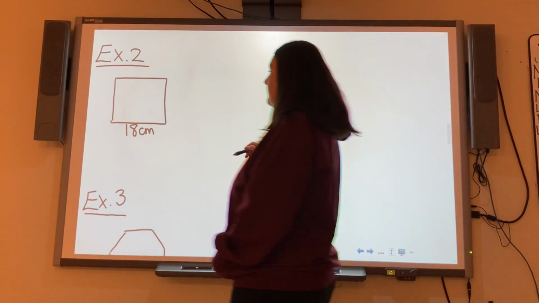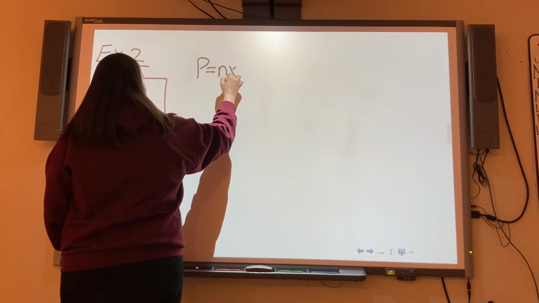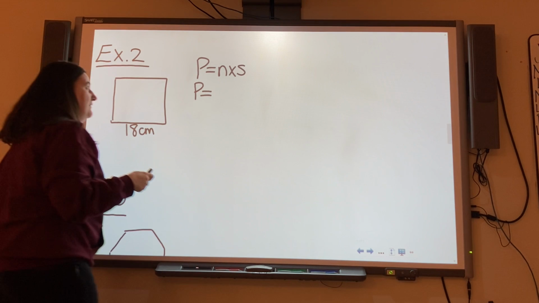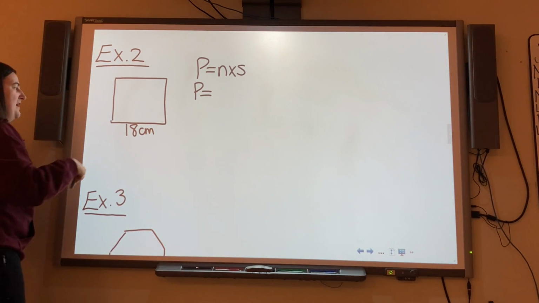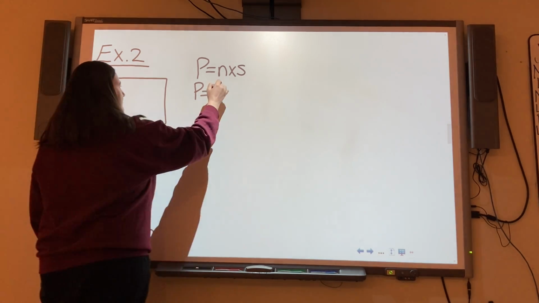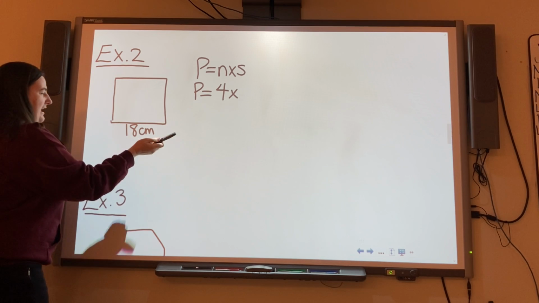I'm going to use the same formula. It's a regular polygon, so P equals N times S. Now, N is the number of sides. So I look and I count 1, 2, 3, 4. This has 4 sides. How much is each side? 18.